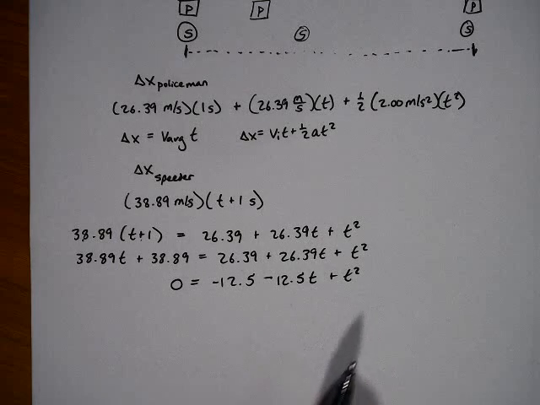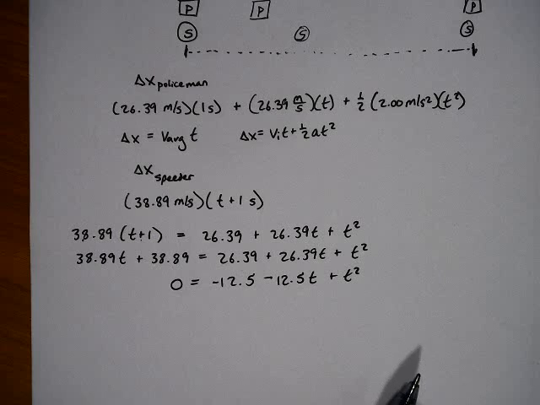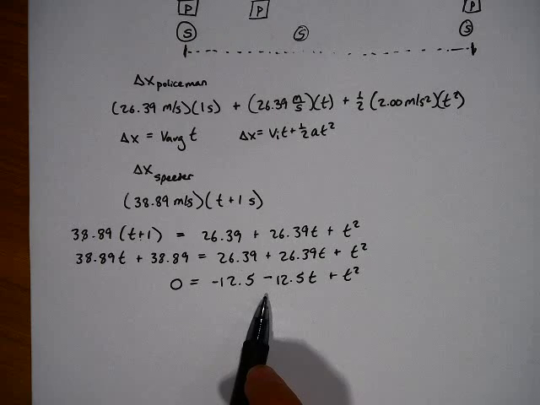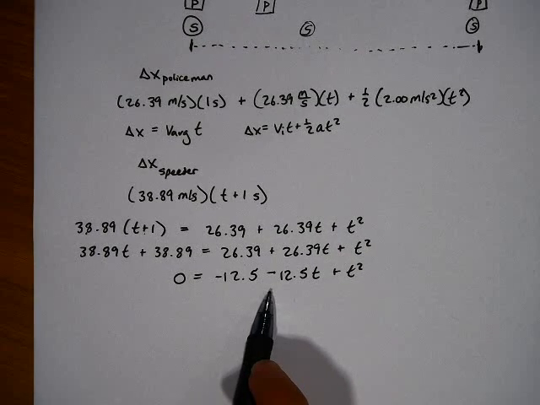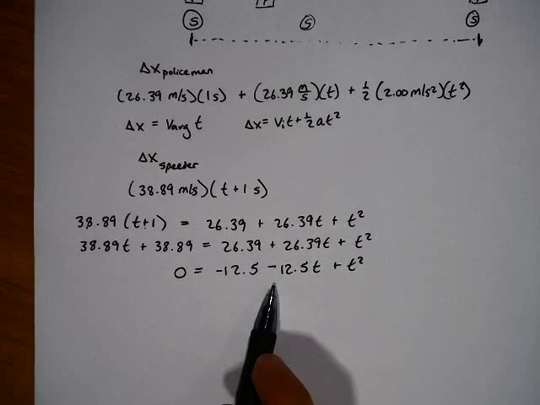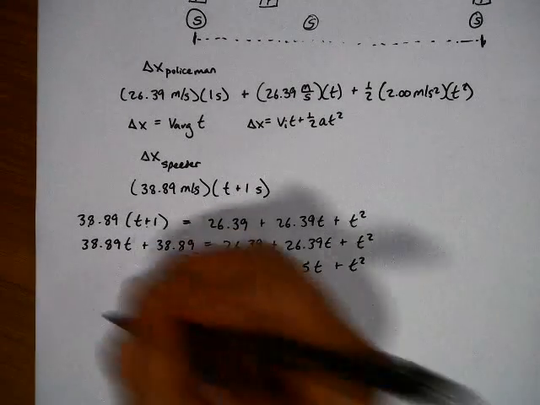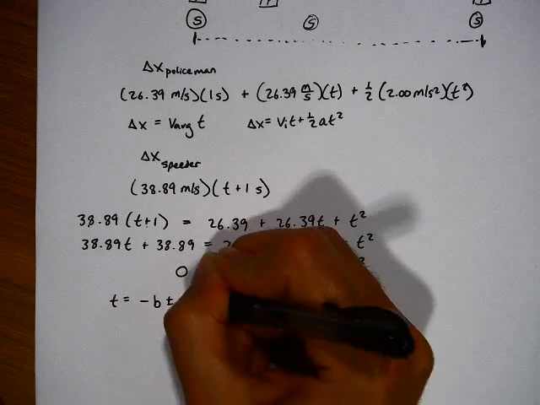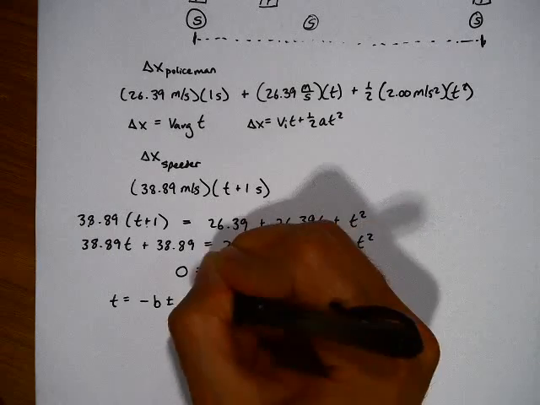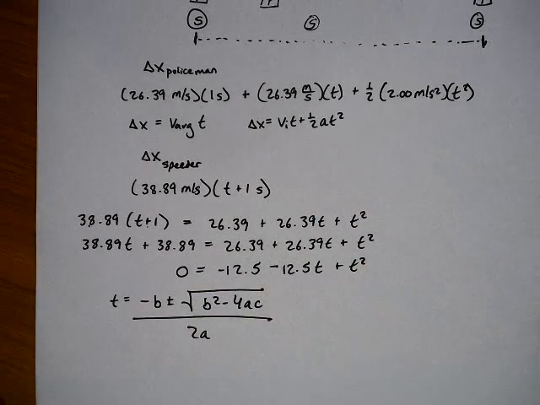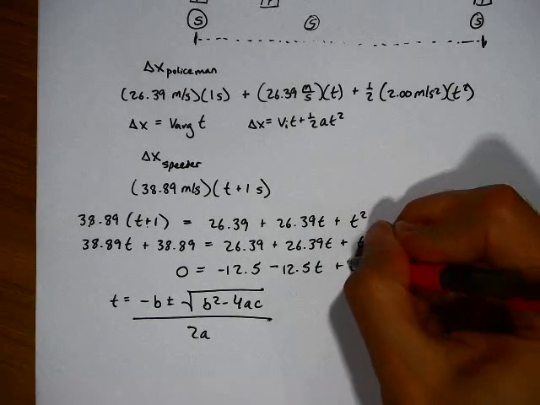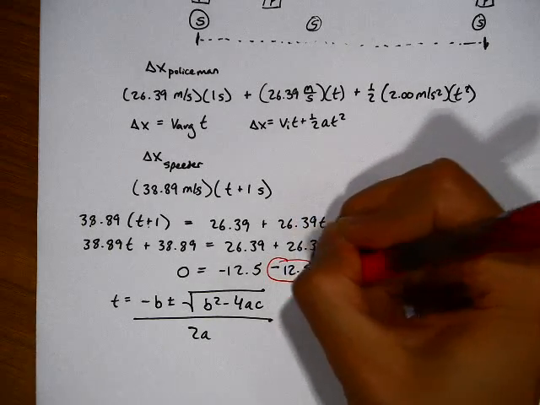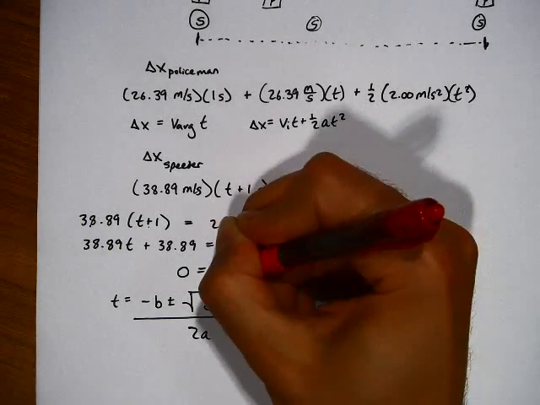This is a quadratic equation that we can solve. It's basically of the form at squared plus bt plus c equals 0. And to solve it, we need to use the quadratic formula. So we are going to use t equals negative b plus or minus the square root of b squared minus 4ac, all over 2a, given that the implied 1 in front of the t squared is our a, this negative 12.5 is our b, and this negative 12.5 is our c.